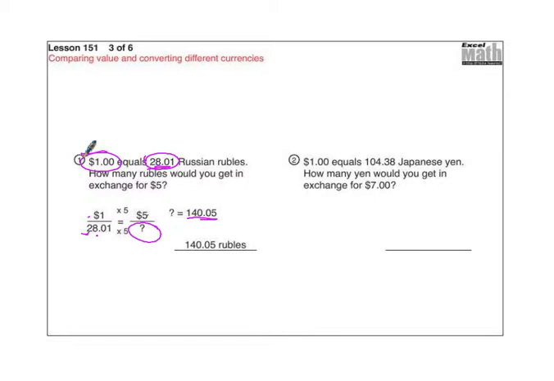All right, you guys help me out here. $1 gets you 104.38 Japanese yen. By the way, these are not the answers for the previous page. This is just an example. How many yen would you get in exchange for $7? How are we going to do this one? You'll probably just multiply it by 7, right? 104.38 times 7. Help me out here, okay?